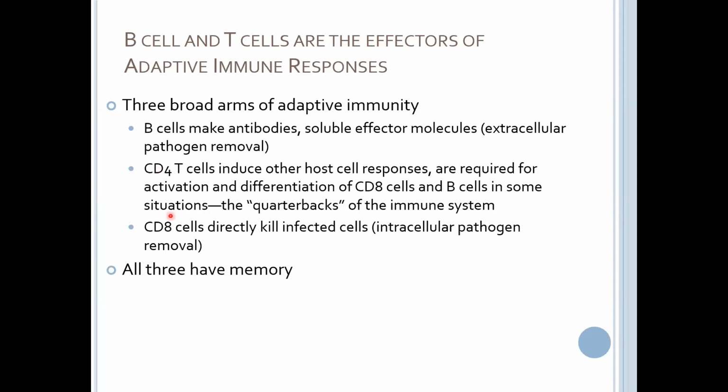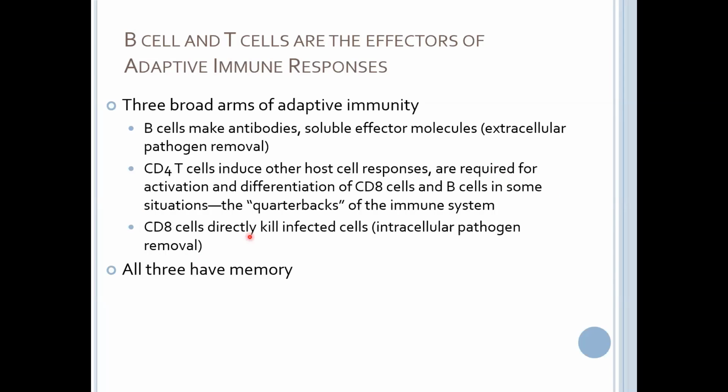And then you've got CD4 and CD8 T cells. So CD4 T cells, I call them the quarterbacks of the immune system. They're not generally direct effectors. They can be, but their major role and their major contribution is to induce other host cell responses and organize inflammation in a rational way. So they're required for the activation and differentiation of CD8 cells and also of B cells. You cripple both of these arms of effector adaptive immunity if you cripple CD4 T cells, which is why HIV over the long haul is such a deleterious disease.